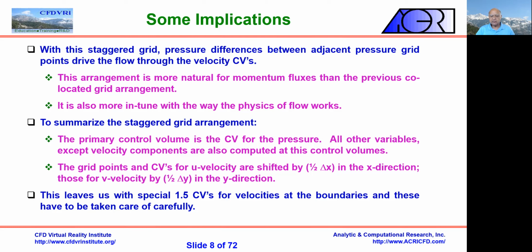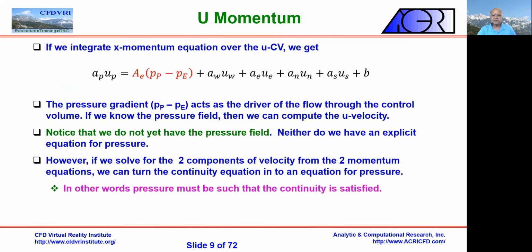So the control volumes, there are 3 or 4 control volumes: 3 in 2D and 4 in 3D, 1 for pressure and all the other dependent variables, and 1 for each of the velocity components, shifted by half a delta X, half a delta Y, right? This does create a problem at the boundaries where we have 1 control volume which is 1.5 on one side and another which is 0.5 on the other side, but we have to solve that.